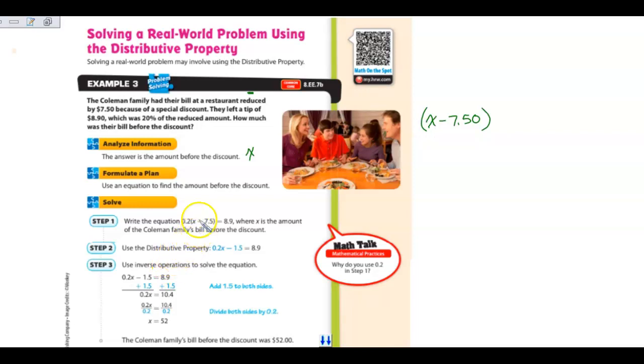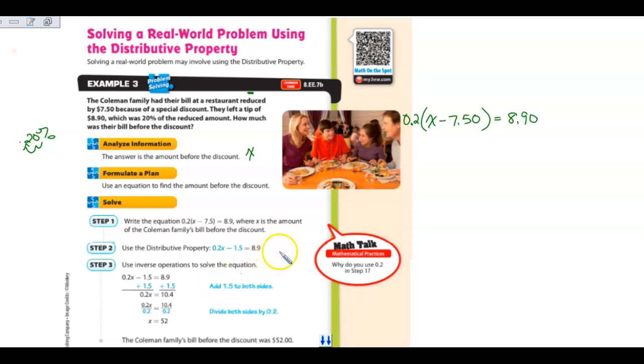Well, they want to do a tip on that, and that was 20%. And remember, when we have 20%, if we're changing it to a decimal, we're dividing by 100. So we're moving that decimal 2 places to the left. And that becomes our 0.2. That is our tip percentage. We do know that once they've done all that, they spent $8.90 in a tip.